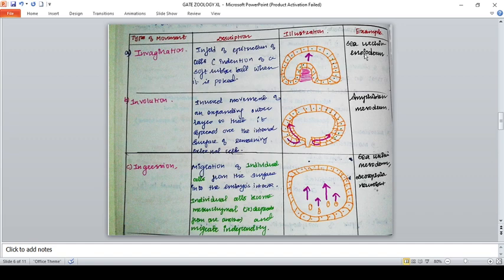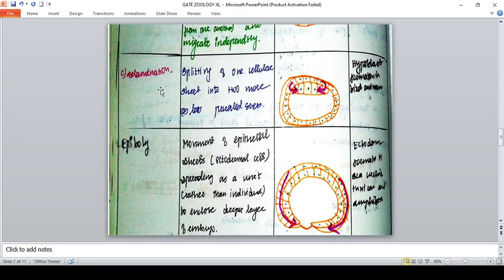An example is sea urchin endoderm. Involution means your amphibian mesoderm. Ingression means your sea urchin mesoderm and Drosophila neuroblast. Delamination means hypoblast formation in birds and mammals. Epiboly means ectoderm formation in sea urchin, tunicates and amphibian. At least study these kinds of examples.